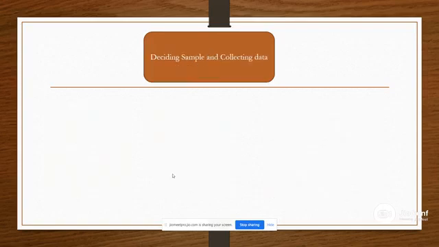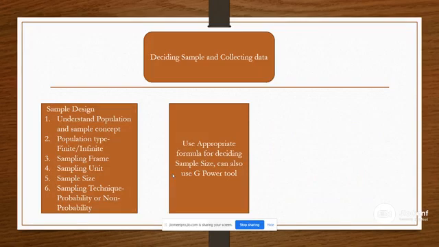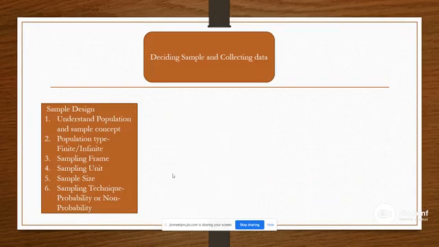Now, this is again a very important step: deciding the sample and collecting the data. The sampling design is very important. सैम्पलिंग डिजाइन के लिए आपको कुछ कॉन्सेप्ट्स बहुत अच्छे से आने चाहिए जो मैंने आपको 6 पॉइंट्स में मेंशन किए हैं. ये सैम्पलिंग डिजाइन का पार्ट है.